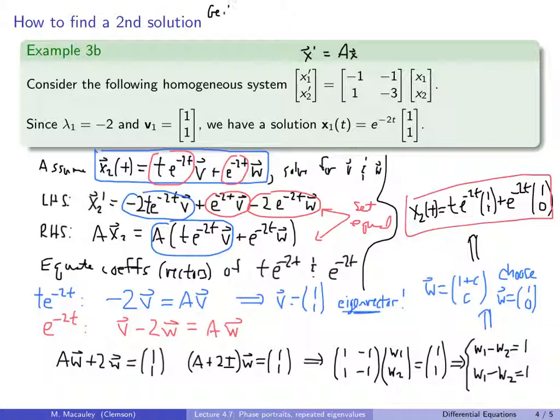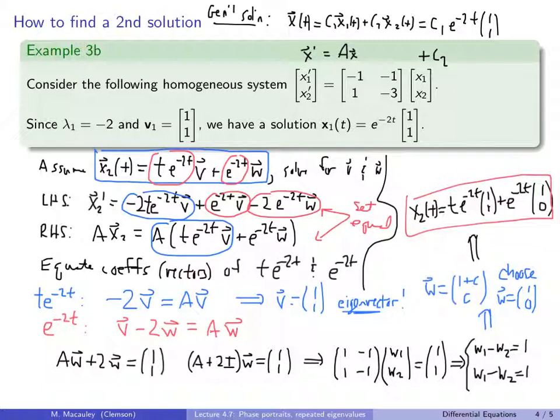The general solution is x of t equals c1 x1 of t plus c2 x2 of t. Recall that here's our x1. So I'm going to write this as c1 times e to the minus 2t times (1, 1) plus c2 e to the minus 2t.